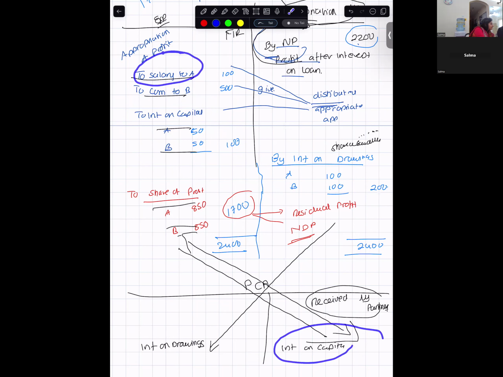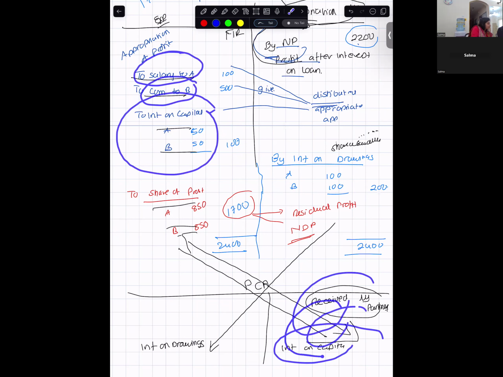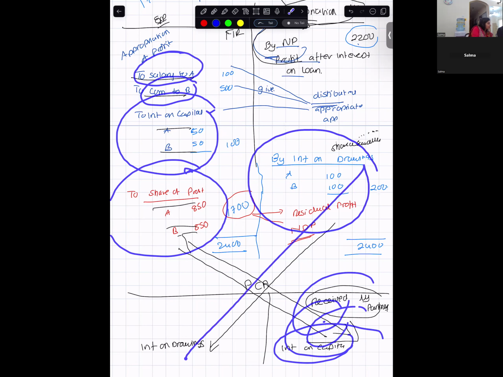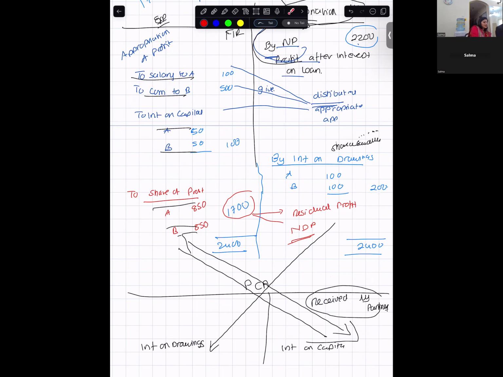salary, commission, interest on capital, share of profit, interest on drawings, capital. Other than this, on the capital, the first thing that you have is your balance brought down, and over here you will have your drawings. If you don't remember, you say C for capital, C for credit, D for drawings, D for debit.